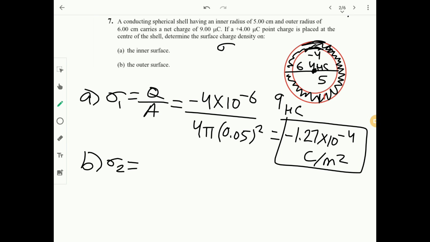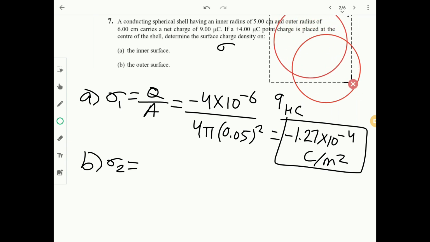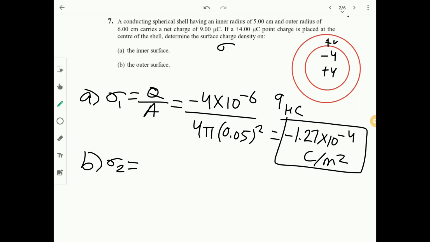Outer surface. Now let me just erase everything actually, so that it becomes simple. Let's just make it big like that. I had a minus 4 here last time and I had a plus 4 here. Putting the minus 4 here, what do you think this causes? Well, it causes a plus 4 here on the top part of the inner surface. And that plus 4 again causes a minus 4 on the bottom part of the outer surface. Seems complicated. If you think about it, it's not.